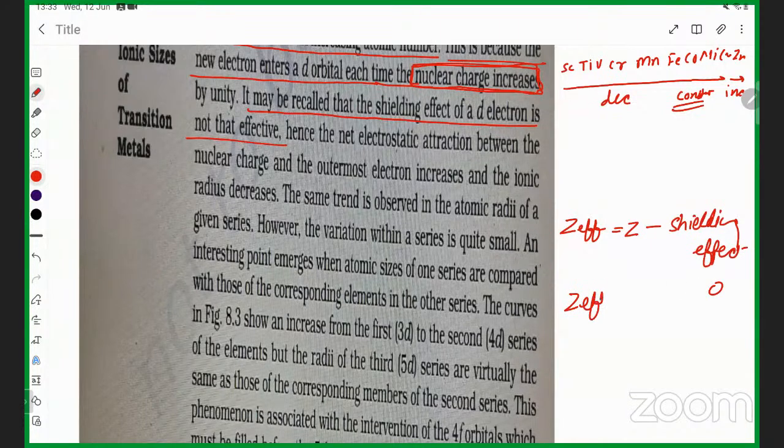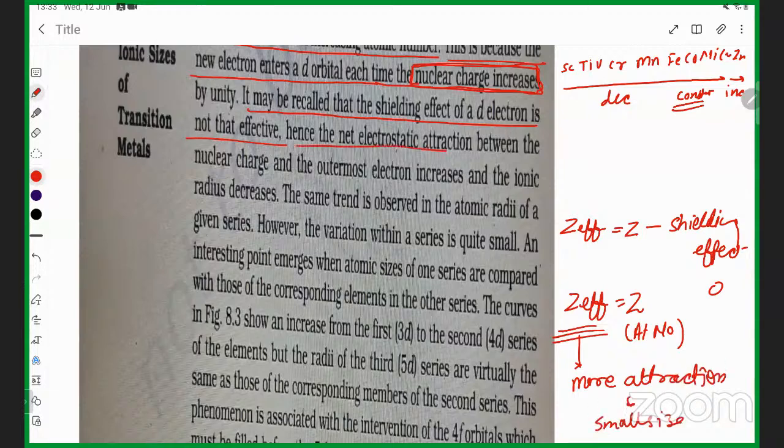So Z effective is equal to Z, that means the atomic number. So if the shielding effect decreases, the effective nuclear charge increases, so there is more attraction. The net electrostatic attraction between nuclear charge and the outer electron increases. Nuclear charge means the number of protons. Thus ionic radii decrease. Are you getting this?